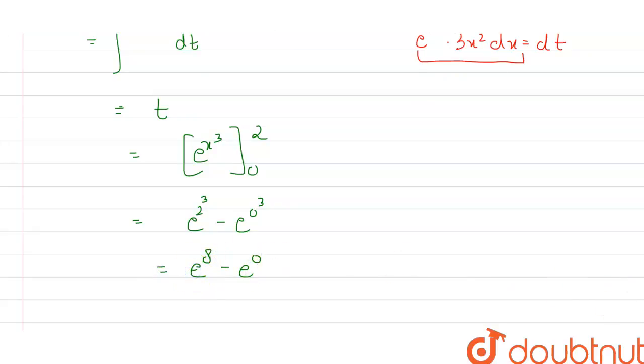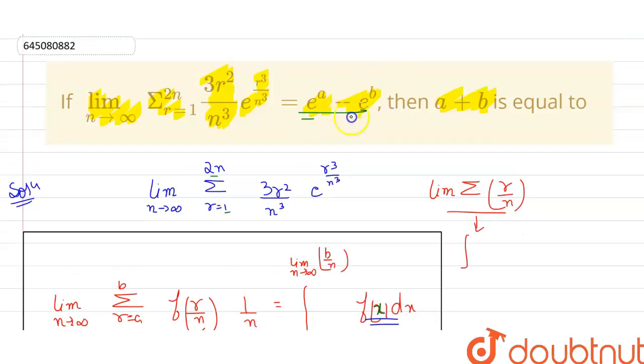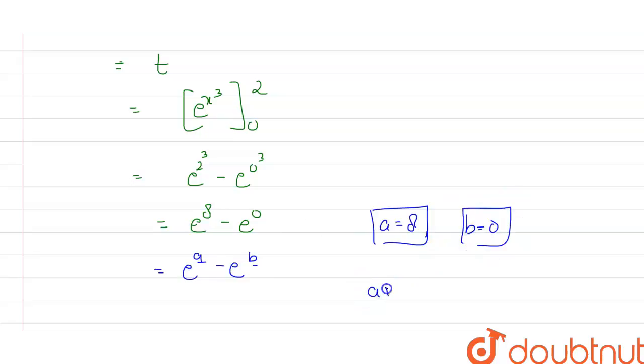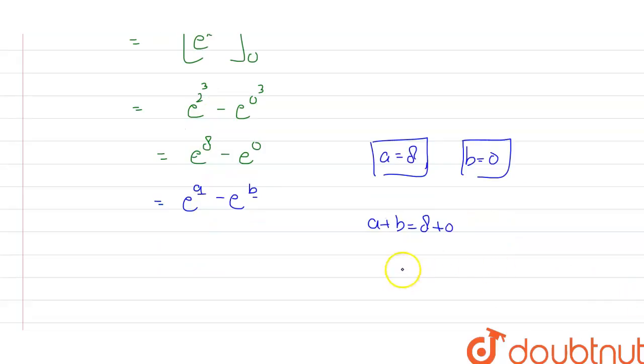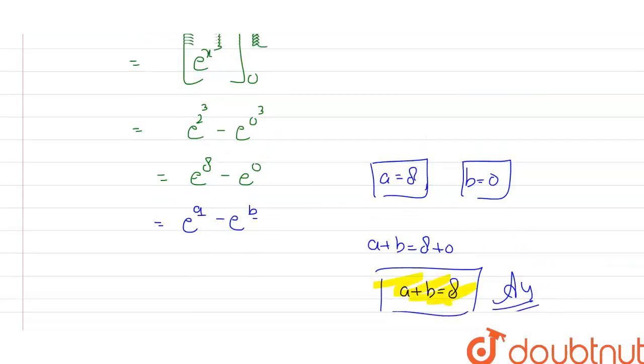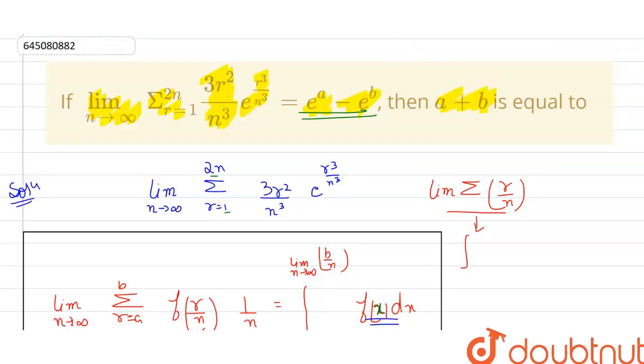Now the question says the given solution is in terms of e to the power a minus e to the power b, and we have to find the value of a plus b. So a is 8 and b is 0. What is the value of a plus b? a plus b is 8 plus 0, which equals 8. So this is the answer we are looking for. If I go to the top, the value we receive for a plus b is 8. Okay guys.